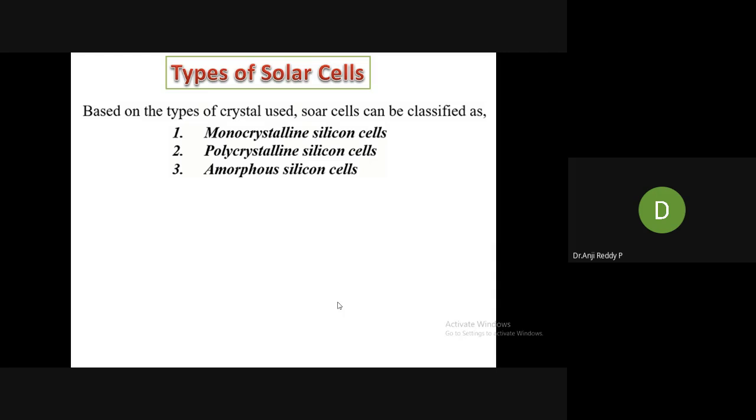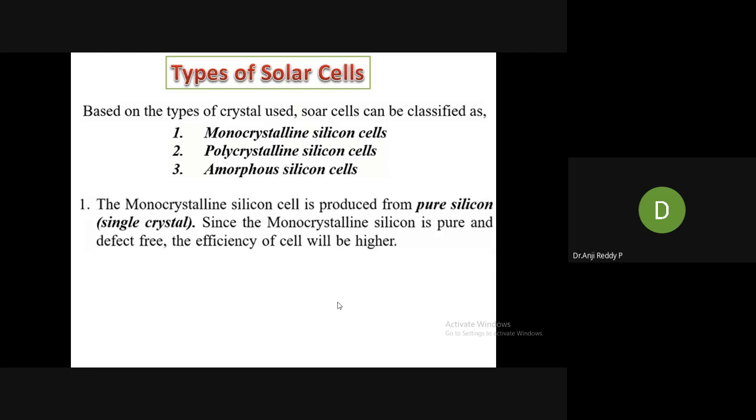Monocrystalline silicon cells means we have to take pure silicon crystal, that means a single crystal. Pure silicon crystal means there is no defect. That silicon should be pure and defect free. The monocrystalline silicon cell is produced from pure silicon, a single crystal.